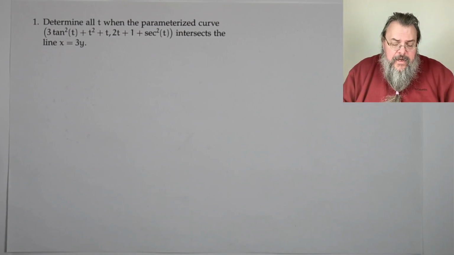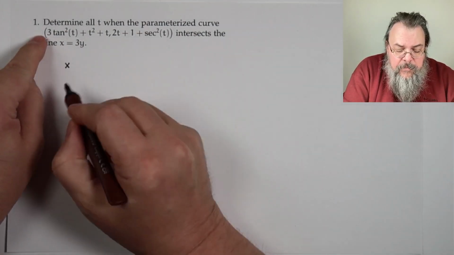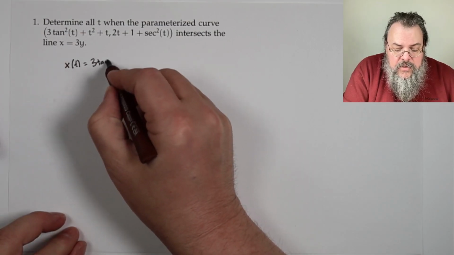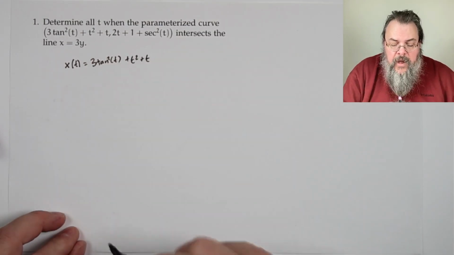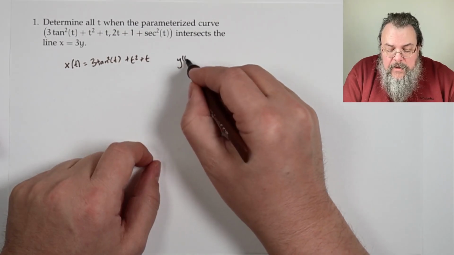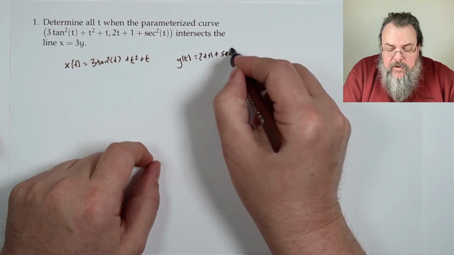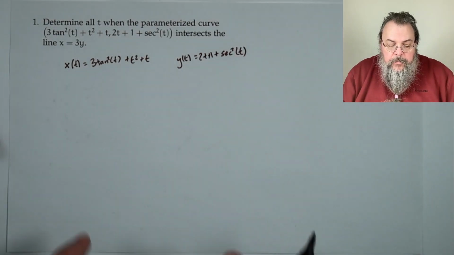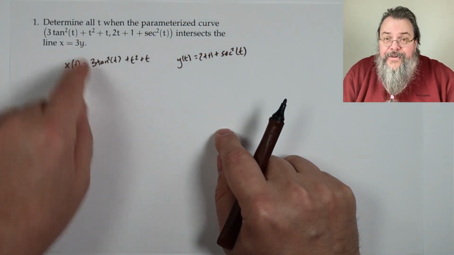And we say, well, wait a second, what do we have? Well, what we have is that this first slot is our x. So we're told that x of t is 3 tangent squared t plus t squared plus t. And this slot is our y. So y of t, that's 2t plus 1 plus secant squared t. Now, so far, all I've done is copy down. You're like, well, okay, why did you do that? Well, I just want to point out that this is x, this is y. Here's an x, here's a y.